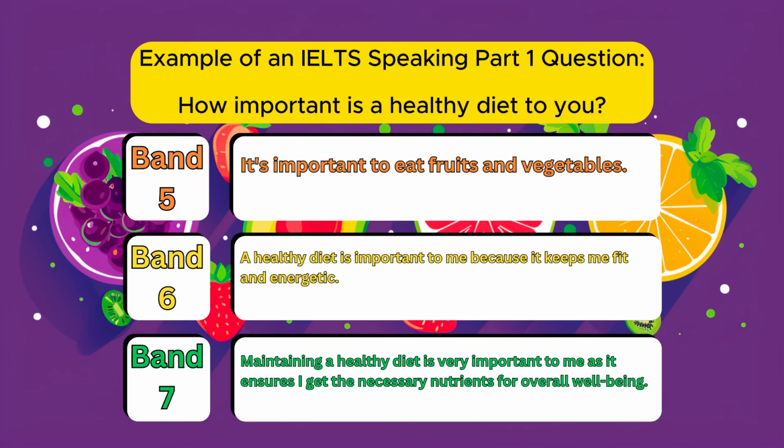Band 5. It's important to eat fruits and vegetables. Band 6. A healthy diet is important to me because it keeps me fit and energetic. Band 7. Maintaining a healthy diet is very important to me as it ensures I get the necessary nutrients for overall well-being.